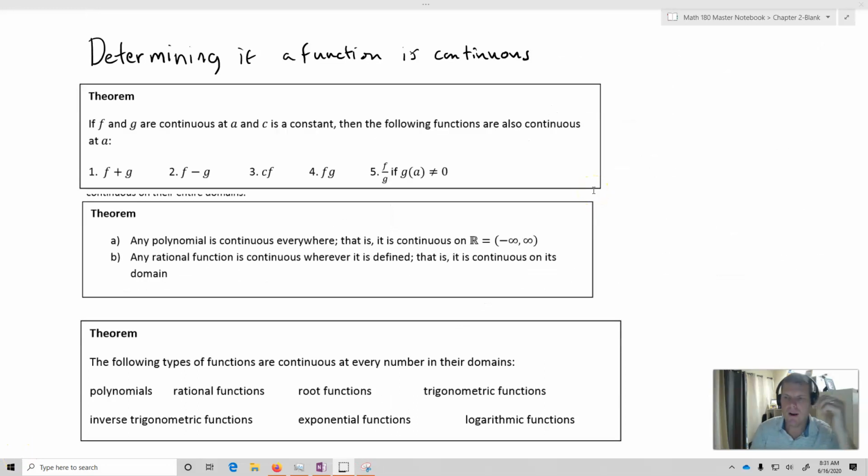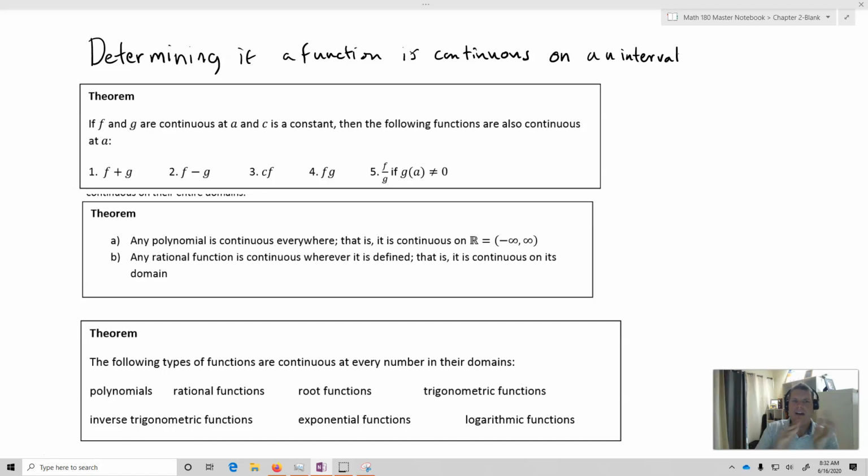All right, so let's ask ourselves, how would we go about determining if a function is continuous on an interval? What we have here are some theorems that are going to help us think about determining if a function is continuous on an interval. Then I'm going to demonstrate how we use these in order to prove that a function is continuous on an interval.